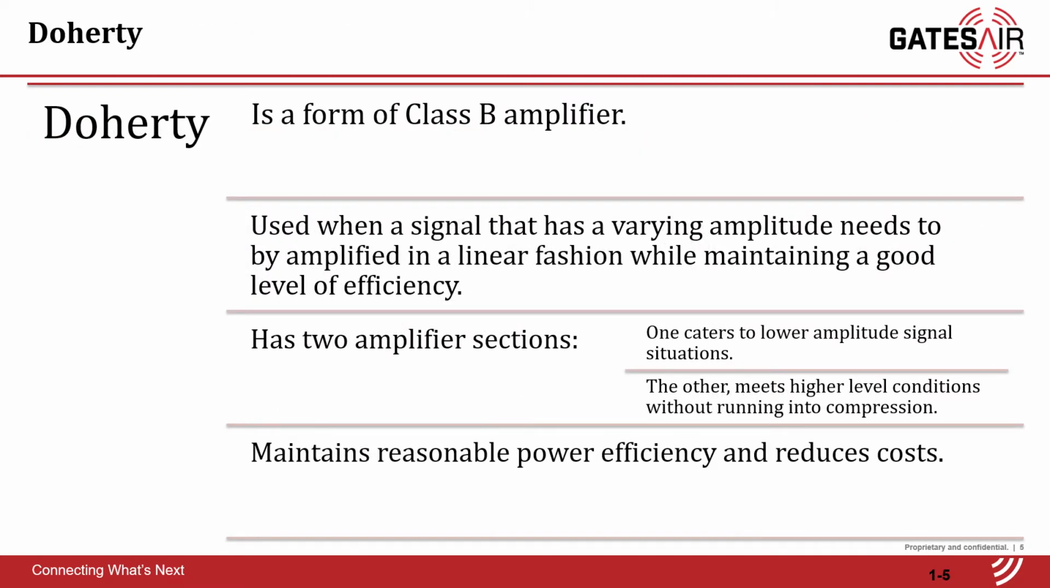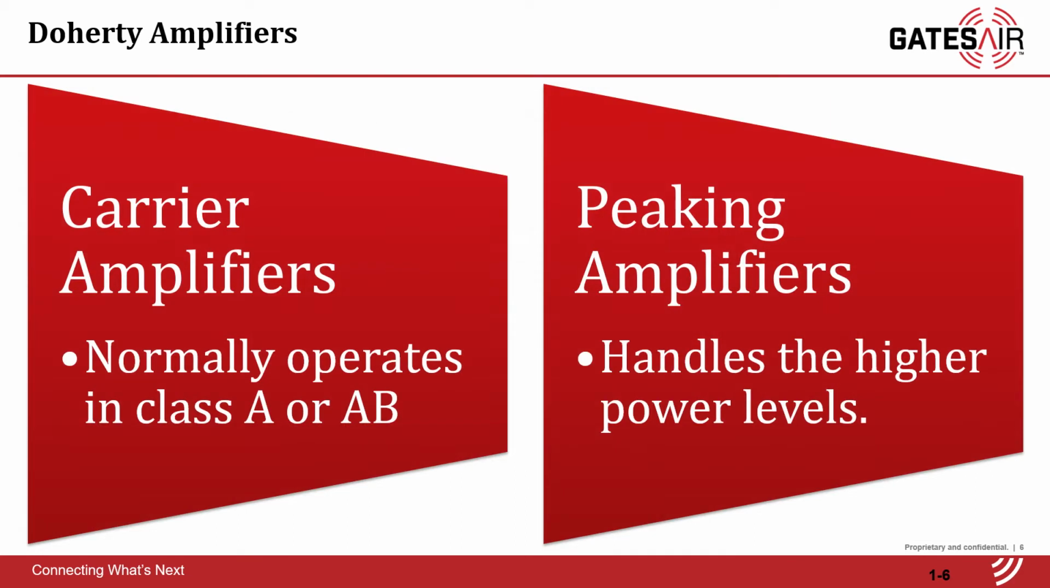The Doherty amplifier is a form of Class B amplifier, except there are two amplifiers in the Doherty. One amplifies the low-level signal, the other amplifies the peaks. The benefit is the power efficiency and reduced costs. In the Doherty amplifier, the main part is fully utilized and is only amplifying for the main part of the carrier. The peaking amplifier is only turned on when it needs to handle more peaks. So when it's not turned on, it's not consuming power.